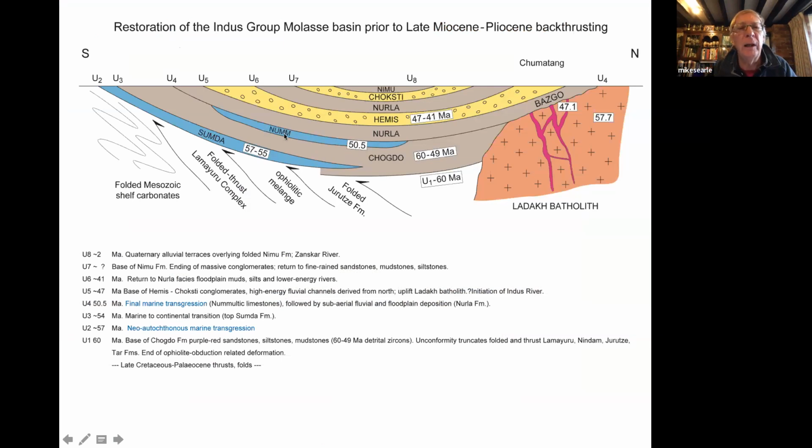So the blue are the last final marine sediments, and you can see that the final one here is P8, planktonic foram zone 8, 50.5 million years. And after that, everything was continental.